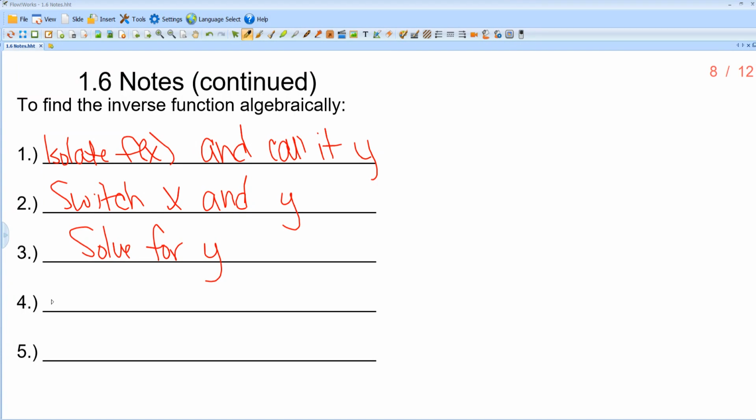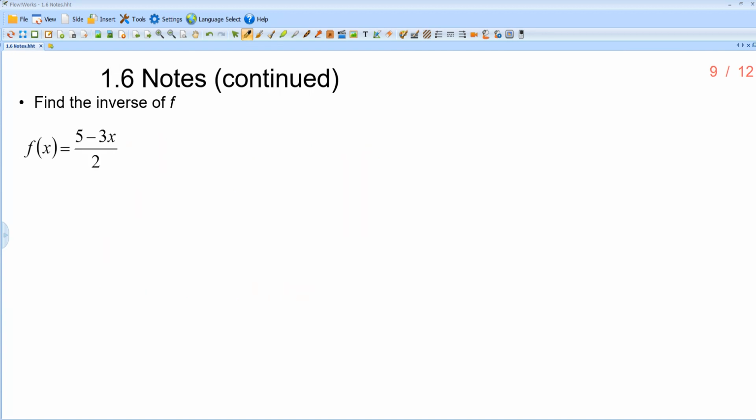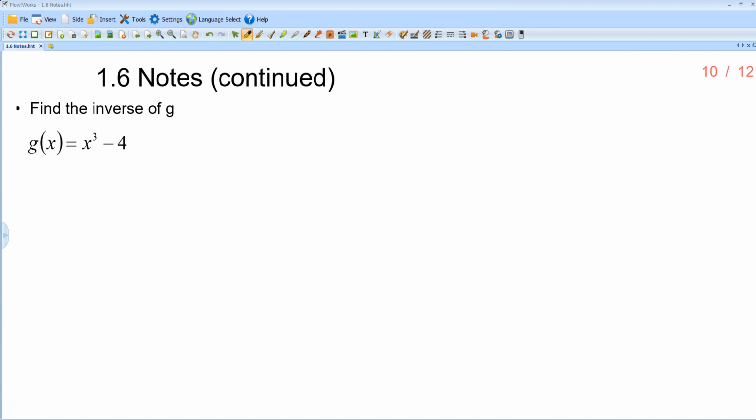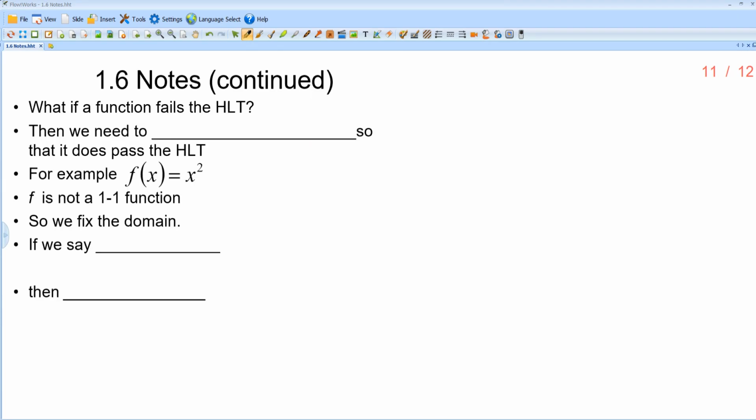Once you do that, you switch y to f inverse of x. So I solve for that y, and now I call it f inverse of x. And the last thing that you should do is verify. All right, we'll do these examples. Please really make sure that you at least skip ahead to these examples. Really cool, important stuff.